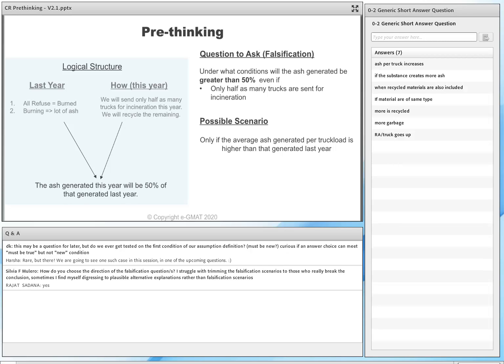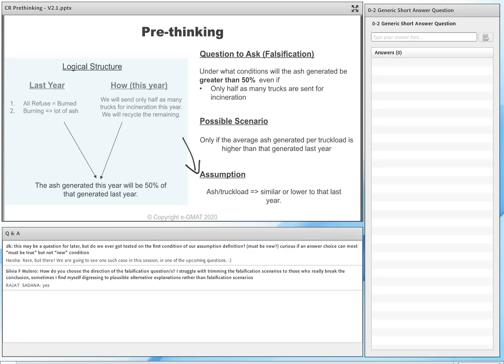See, that's the only thing. That's my possible scenario in which my conclusion breaks down, which means my assumption is ash per truckload is similar to what it was last year. Is that clear to everyone? And can you also see the parallel to highway miles questions?